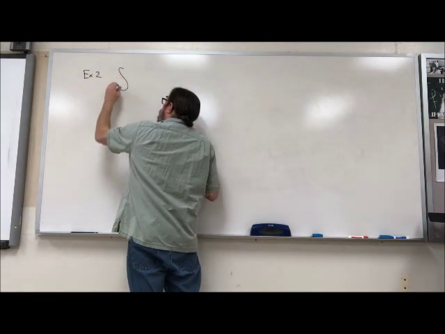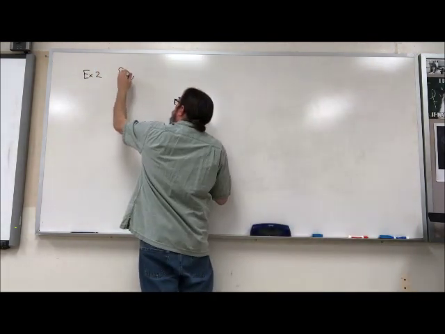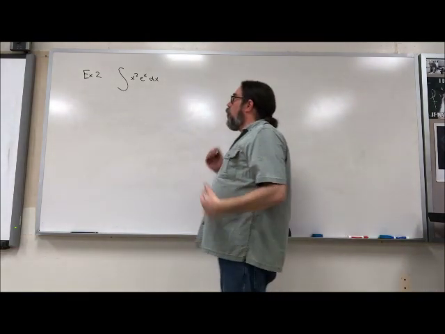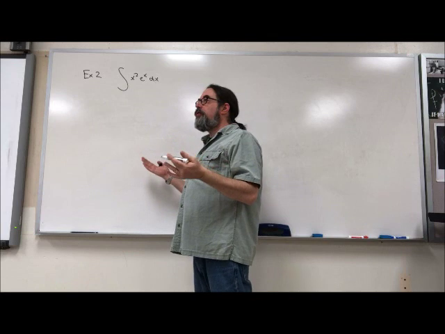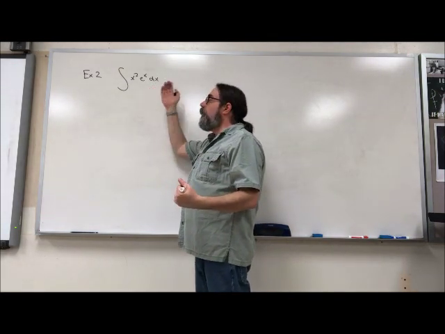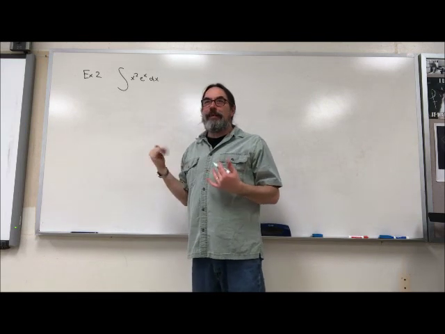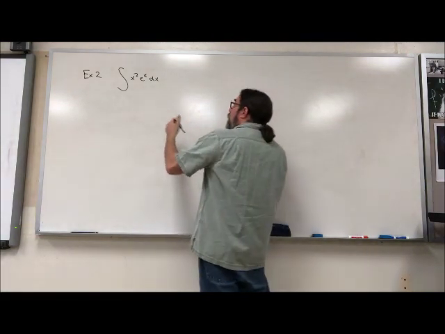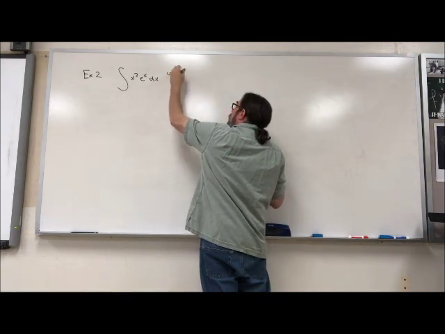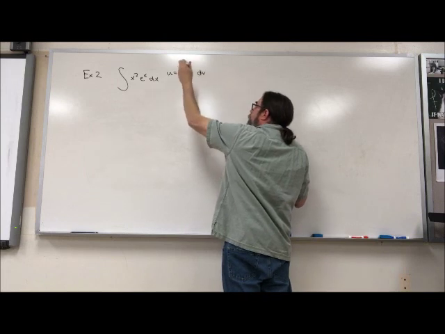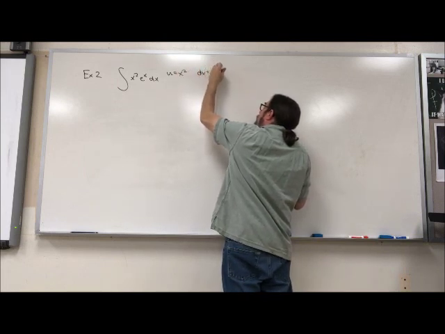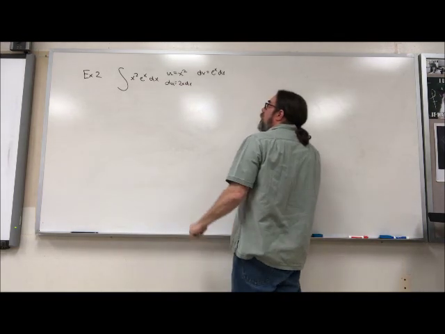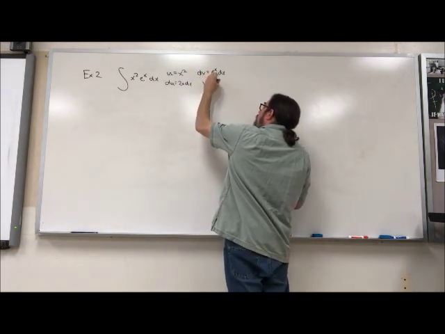So for example 2, our problem is going to be the integral of x squared e to the x dx. Now, as I said before, you want to pick your u to be something that differentiates and gets simpler, and you want your dv to be something whose antiderivative, if it doesn't get simpler, at least doesn't get more complicated. So that having been said, let's make u x squared, and let's make dv equal e to the x dx. So then du would be 2x dx, and our v is just going to be e to the x.